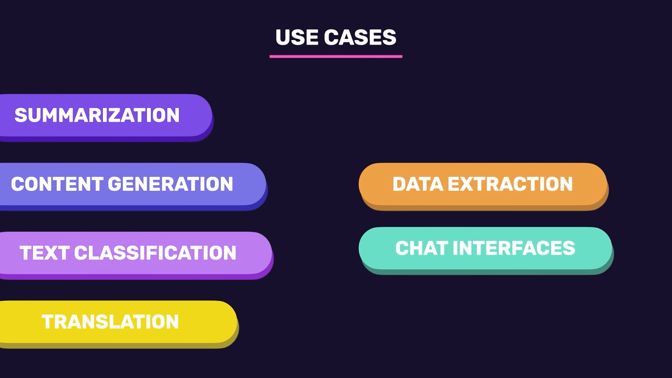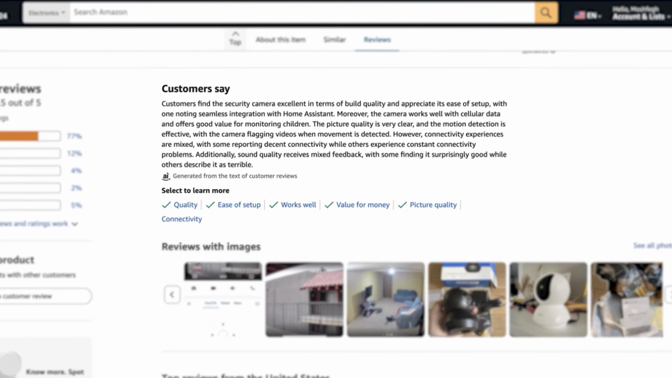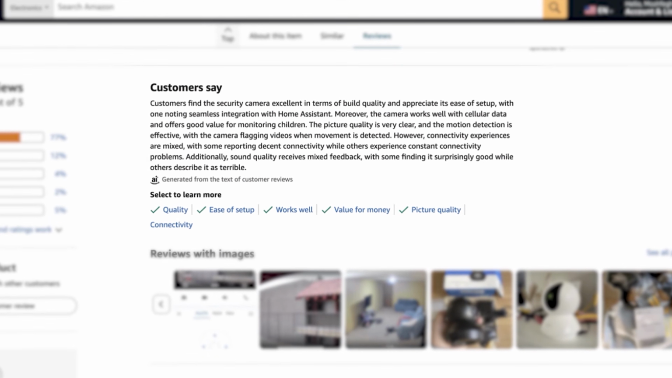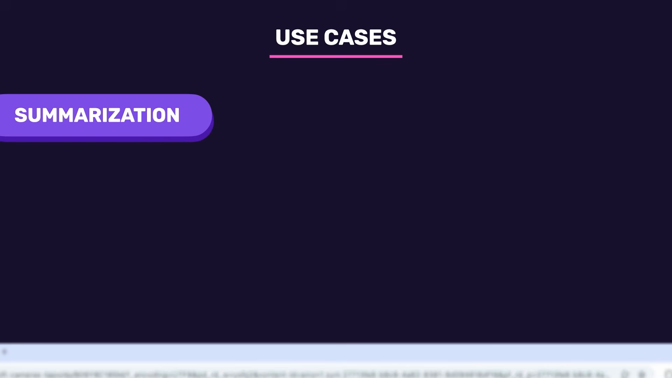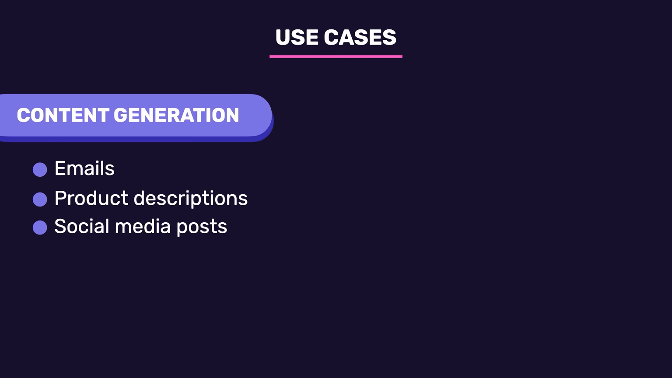For example, a very common use case is summarization. I showed you how Amazon uses that to summarize reviews. This is getting very common in modern applications. We can also use LLMs for generating content like emails, product descriptions, social media posts, and so on.